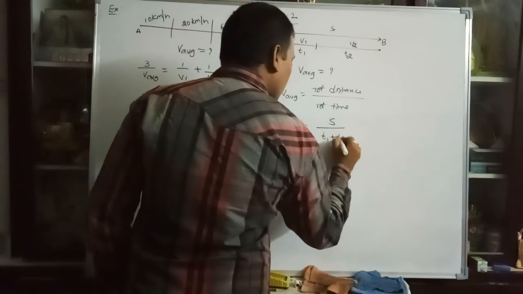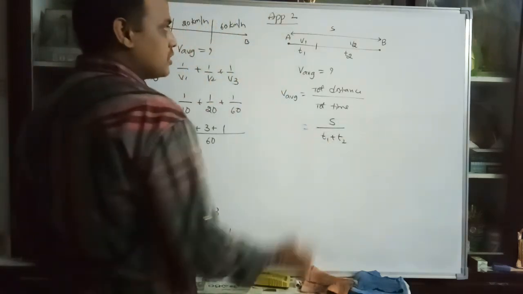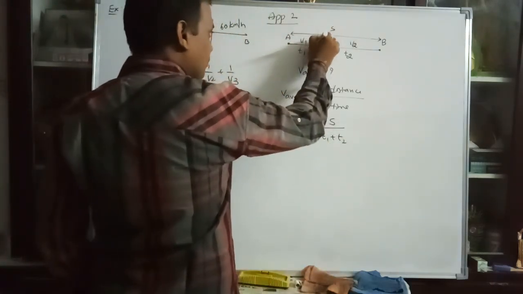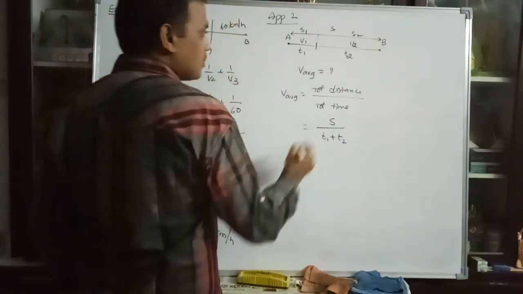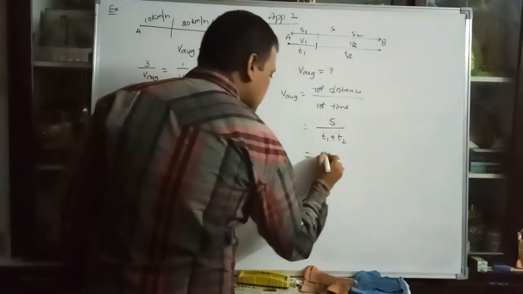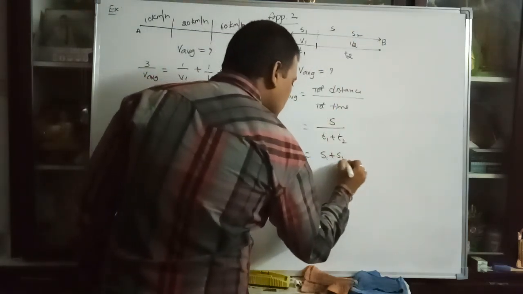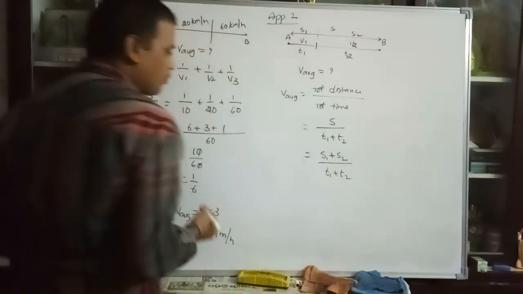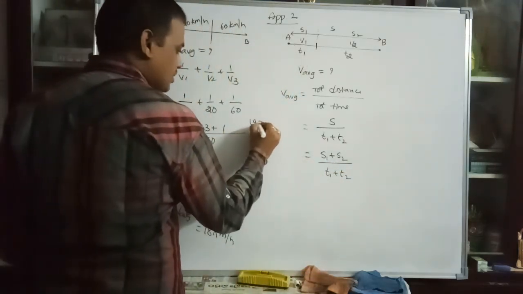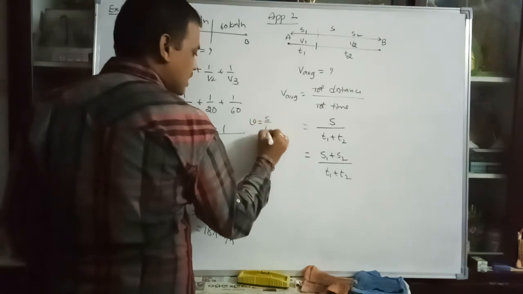T1, T2. Total distance, I am assuming, is the sum of the distances, which is S1. The remaining distance can be taken as S2. So the average speed can be written as S1 plus S2 divided by T1 plus T2. The basic definition of speed is distance by time.